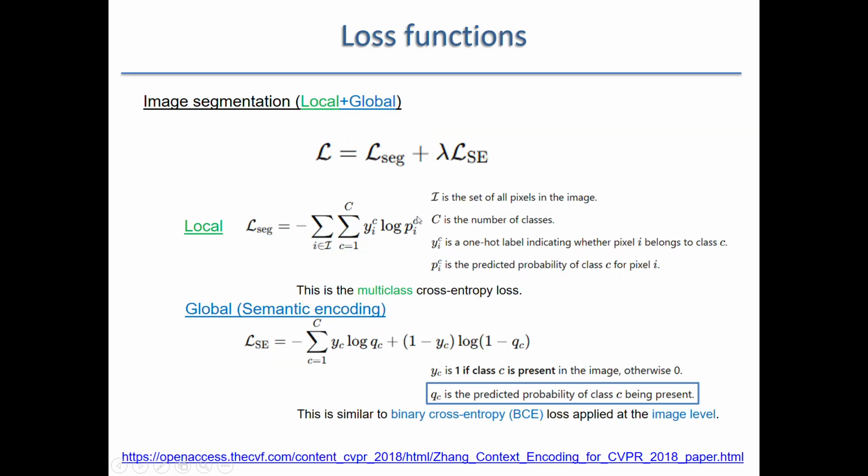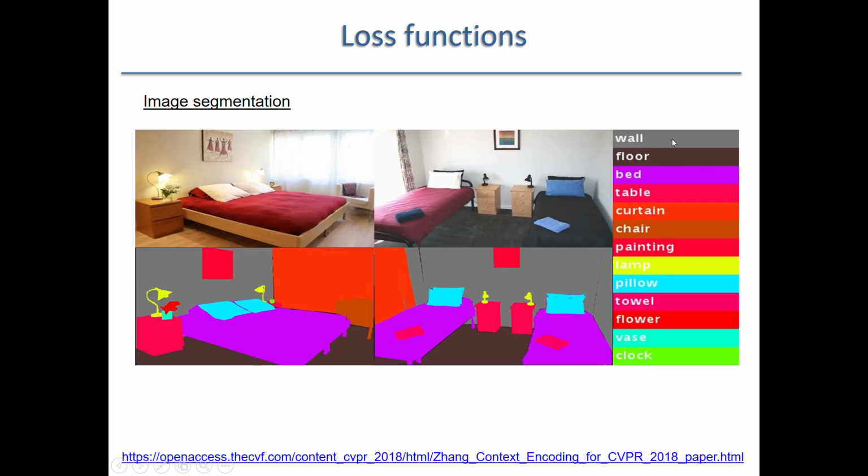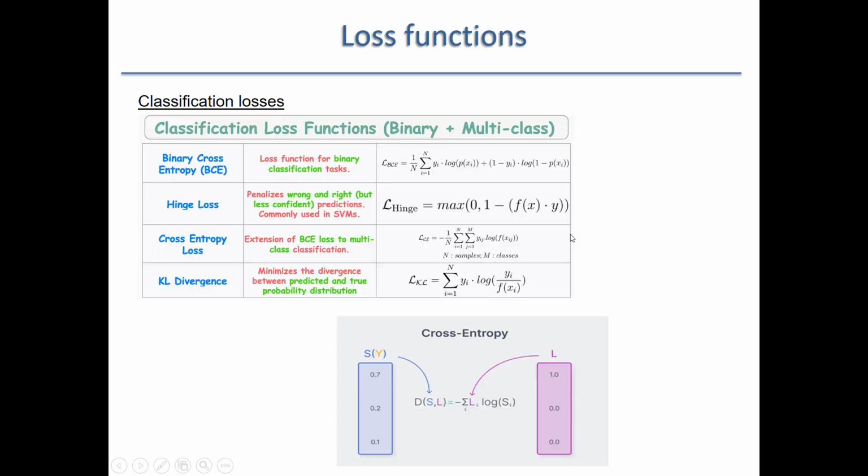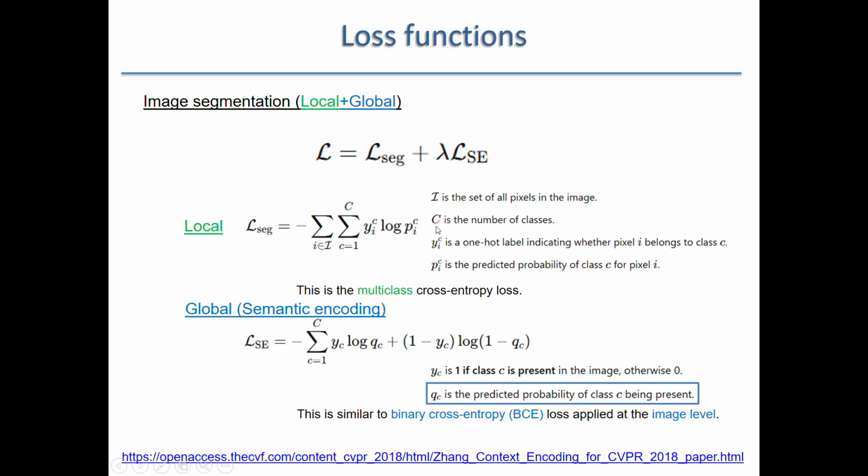And then you compare the predictions for the class C. The class is wall, floor, bed, table, curtain. So these classes play the same role as this one hot encoding variables. Okay, so this is just the standard cross entropy. So for multiple classes, so you have the segmentation information, but then you can add semantic information on top.